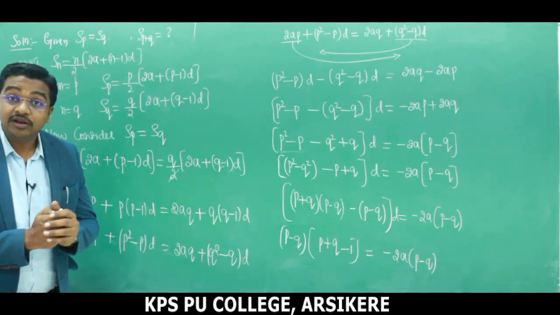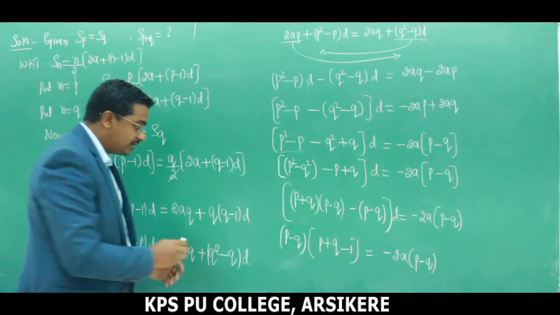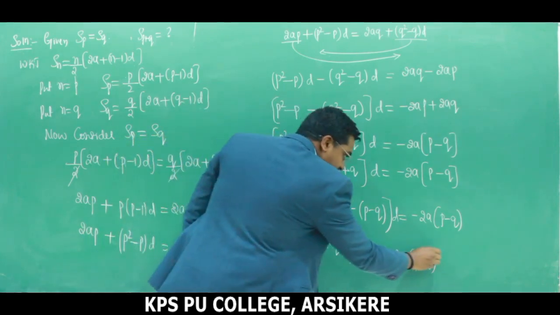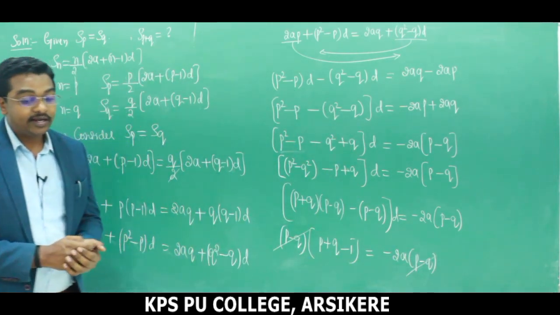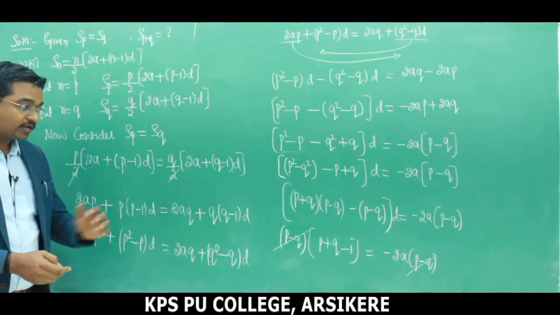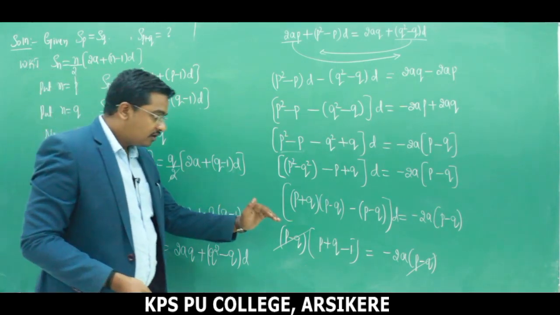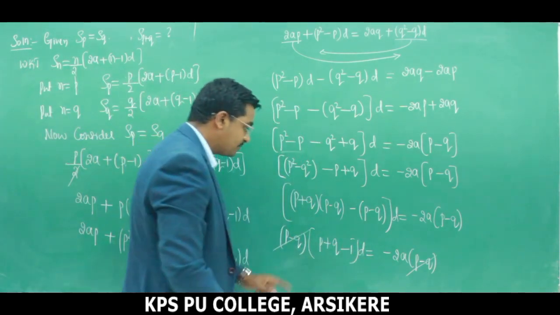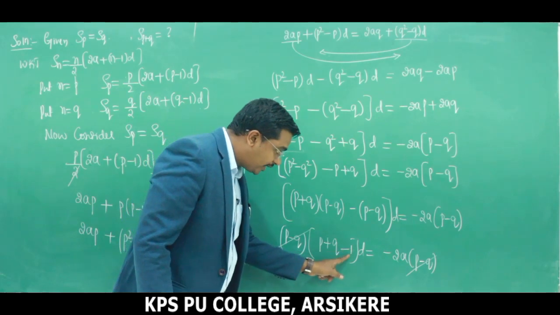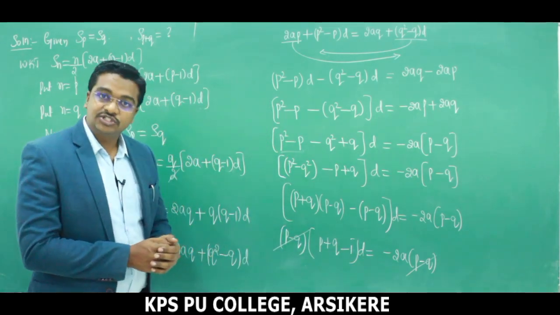So just observe the left hand side as well as the right hand side. Here P minus Q and P minus Q get cancelled. So these two get cancelled. We are left with into D, that is D. Okay. So P plus Q minus 1 into D is equal to minus 2A.